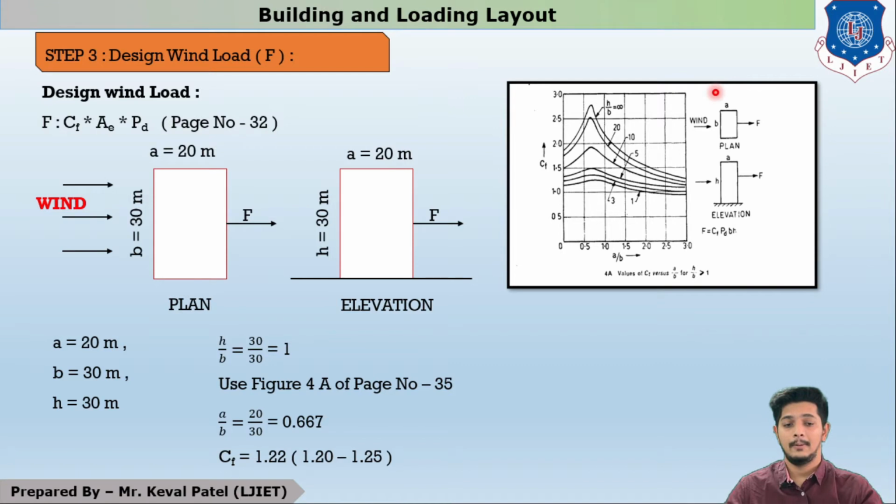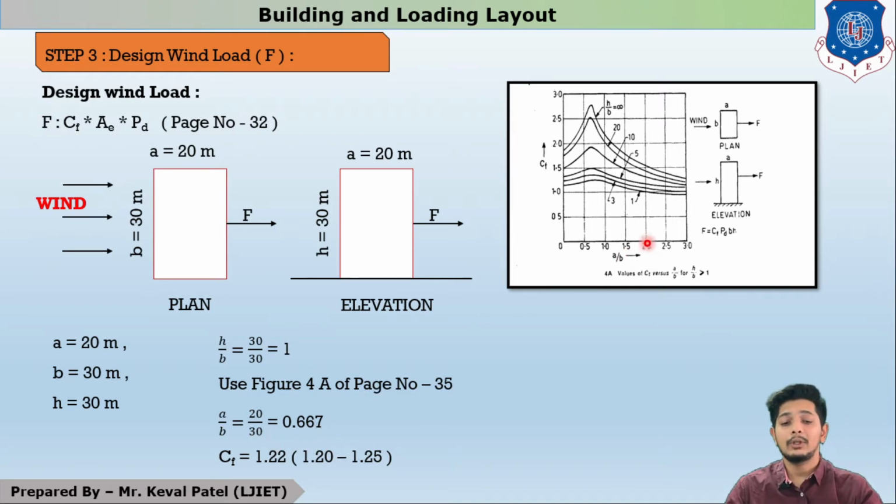For A and B, this figure is showing the plan dimension. In this figure, A should be taken as the lesser dimension and B should be taken as the higher dimension, or the more value dimension. So we will take A as 20 meter and B as 30 meter, and the height of the building is given as 30 meter. So I have A, H and B. After that I will find out A by B and H by B. Finding H by B, it will be 1 and A by B will be 0.667.